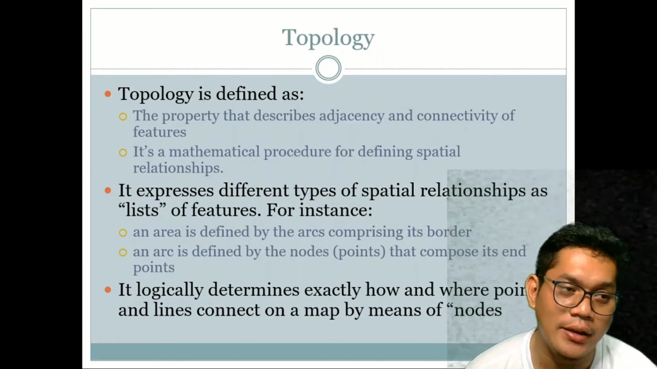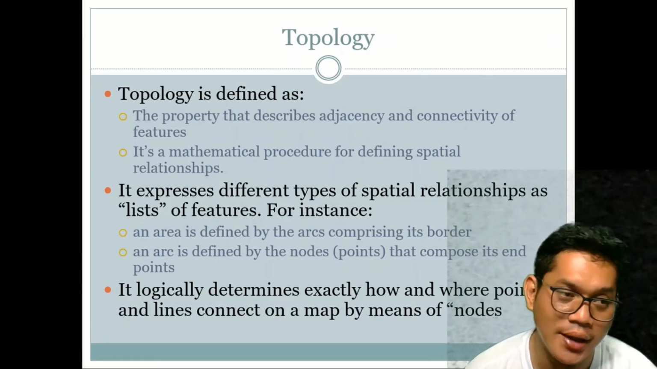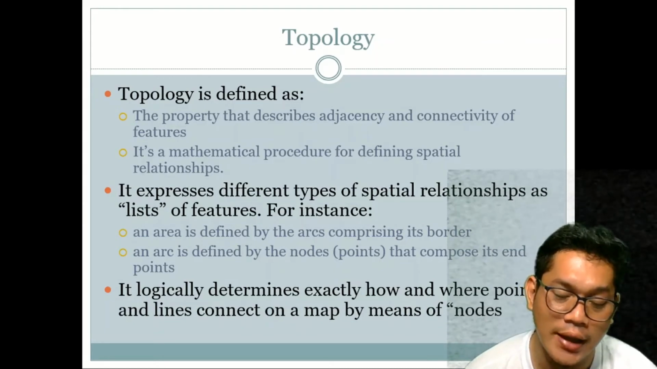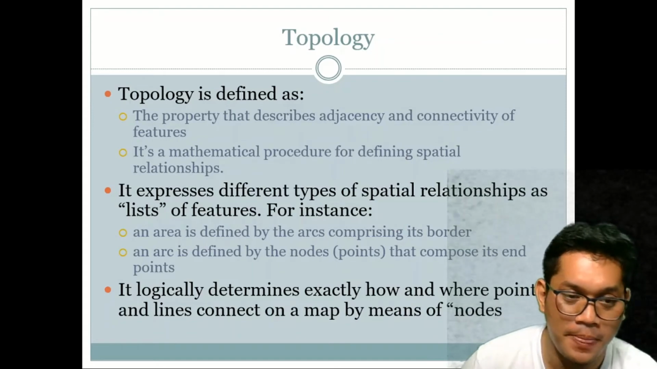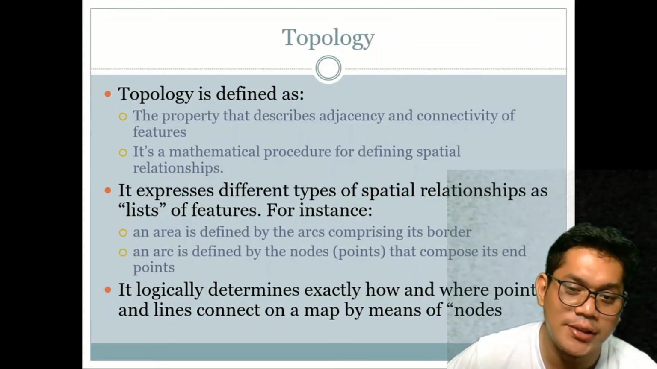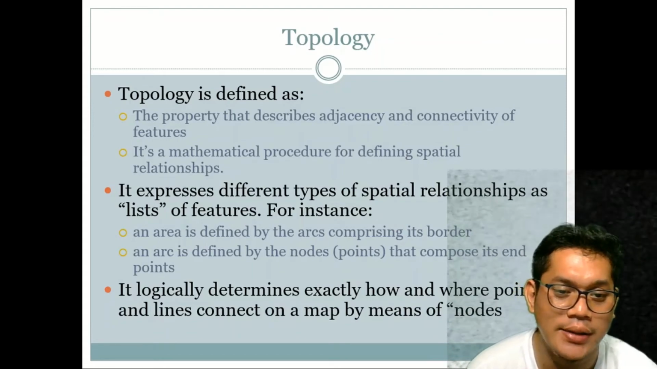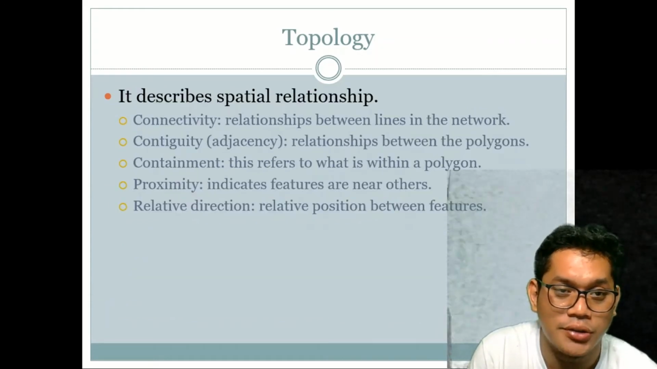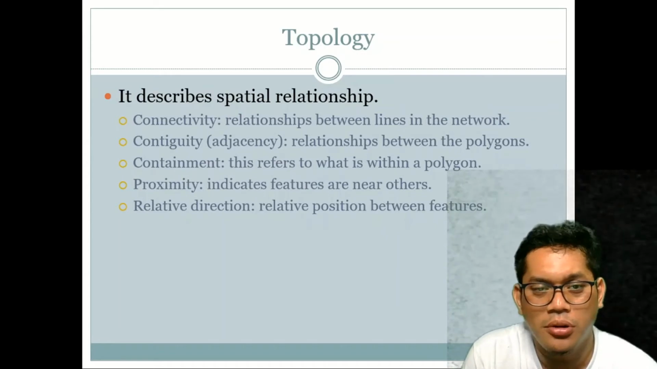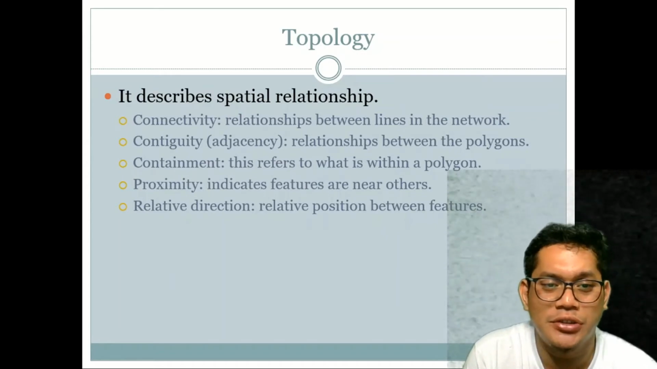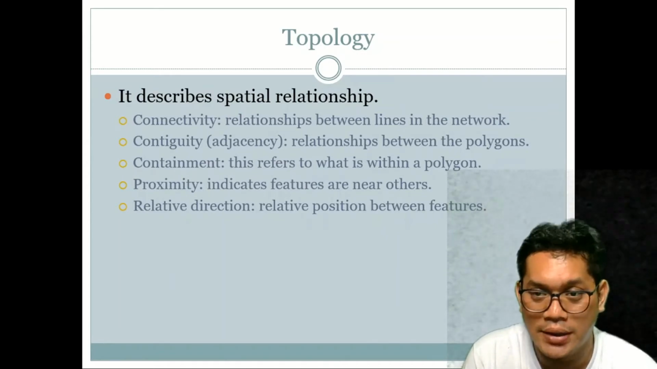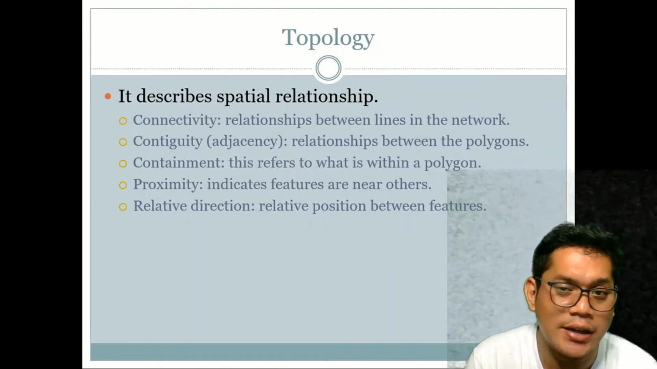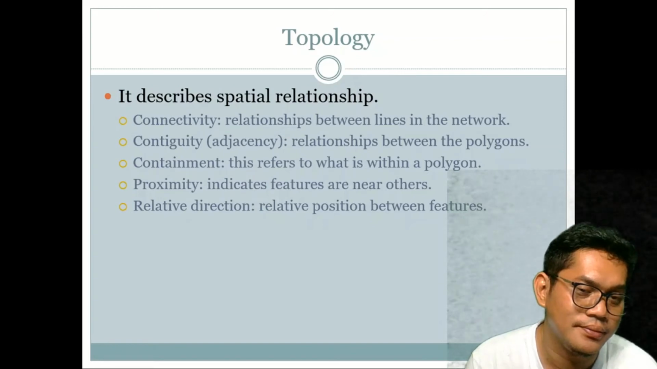Therefore, it really helps to ensure the quality of the data before the data can be used for further analysis, right? And it logically determines exactly how and where points and lines are connected on a map by means of the nodes. So topology really describes the spatial relationship in terms of the connectivity between lines in the network. Either those lines are connected to each other, okay?